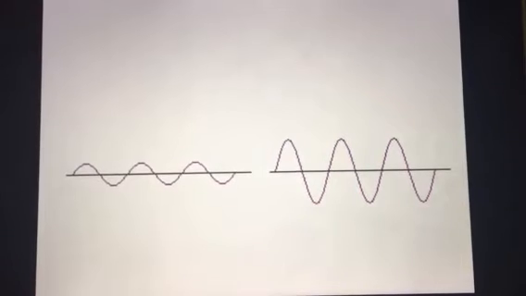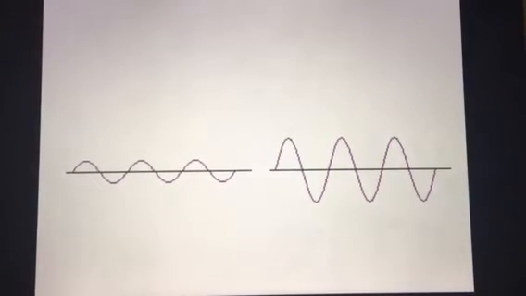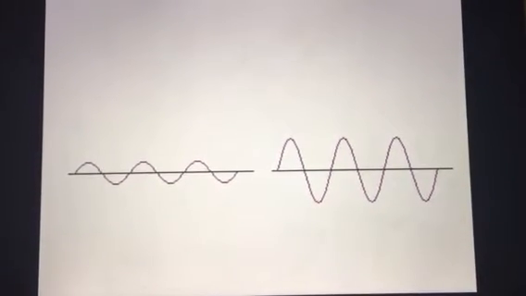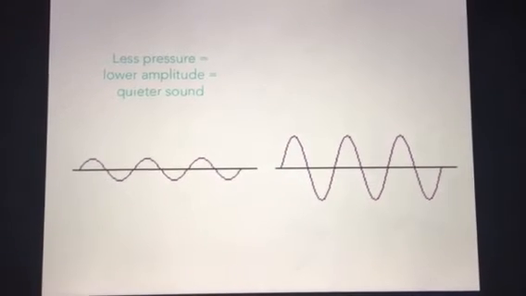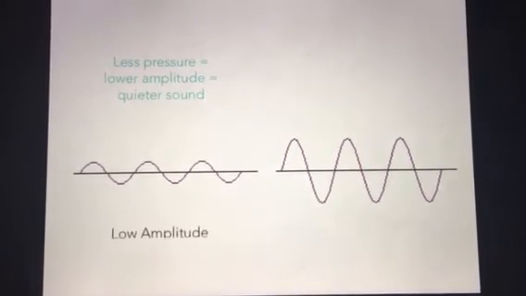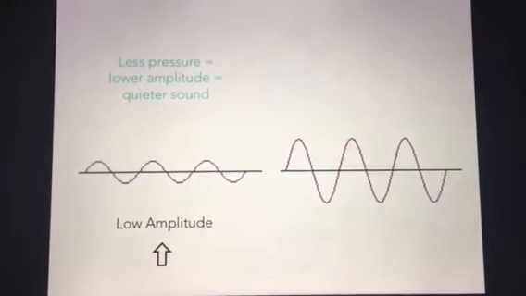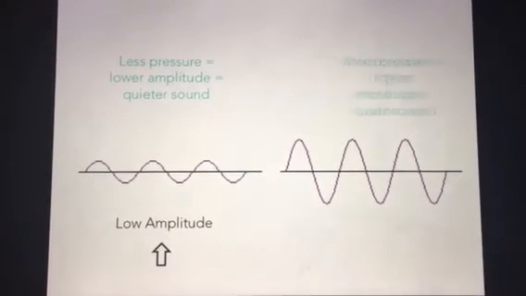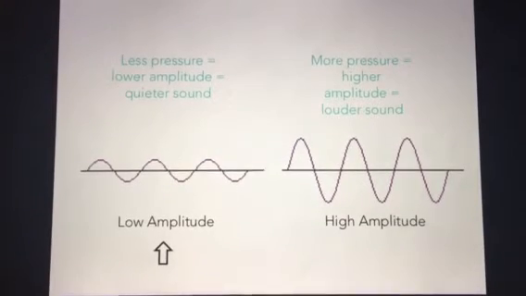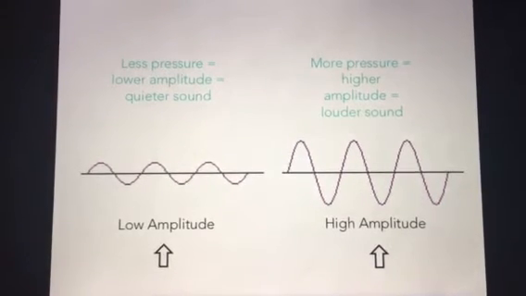When you apply less pressure with the violin bow, or pluck the string more lightly, the string vibrates less, causing a lower amplitude and thus creating a quieter sound. Versus, when you apply more pressure, you cause a higher amplitude in the string, which creates a louder sound. The harder you pluck the string or press down with the bow, the further the string vibrates.